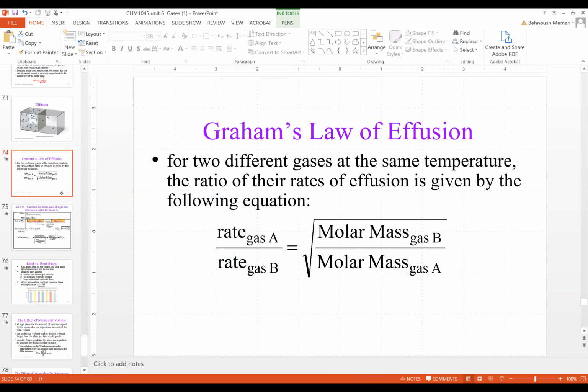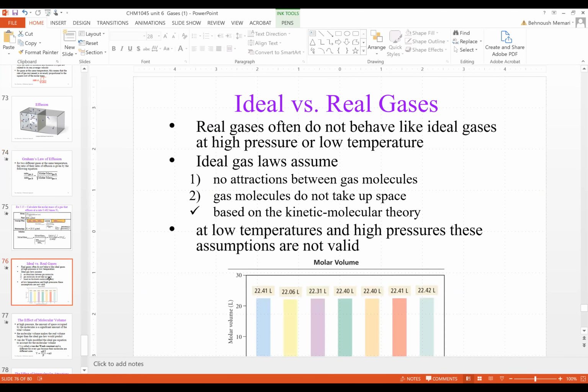So this formula can be used to calculate the molar mass or the rate of diffusion. This is a ratio, so you can use the ratio to calculate the missing item. So basically, if you have the rate of A and B, or if you have the ratio, that means you have both of them. If you have the ratio and the molar mass for A, you can calculate the molar mass for B.